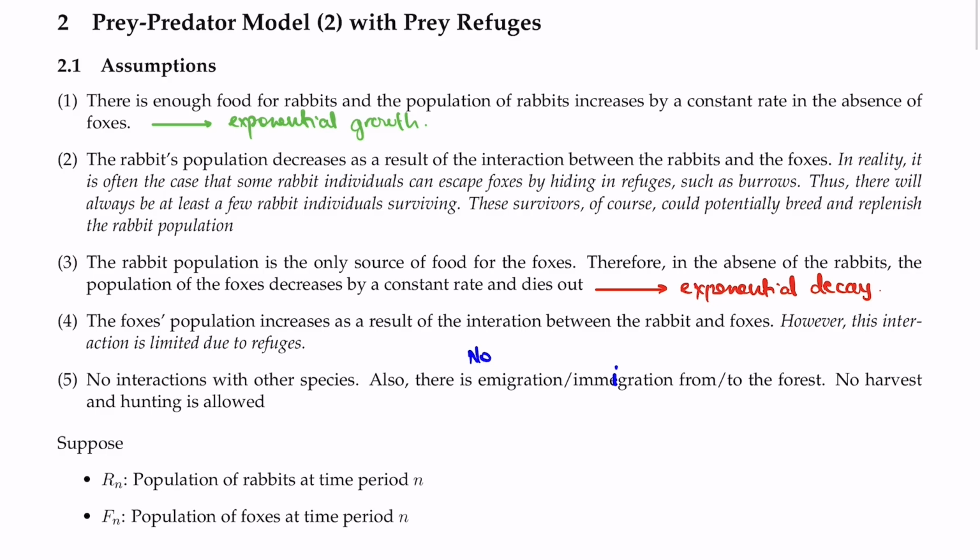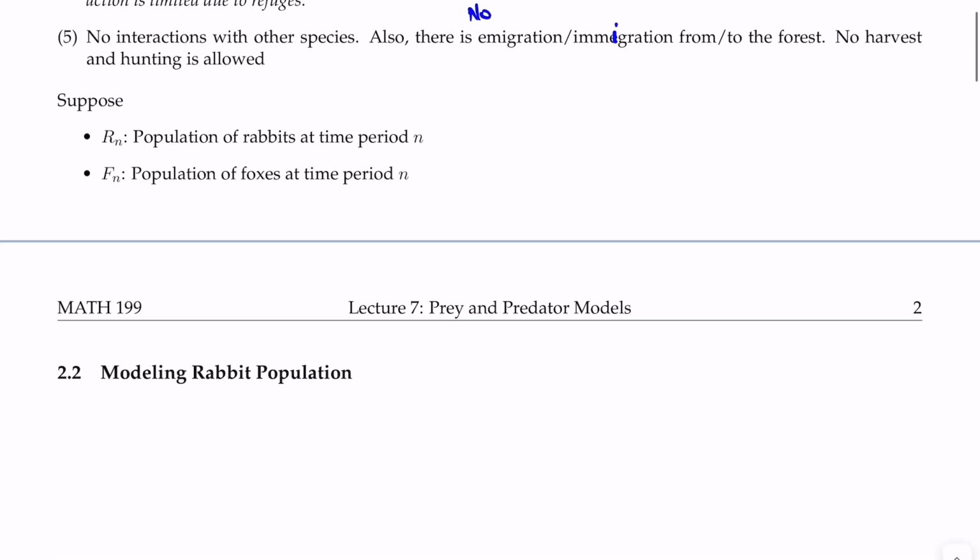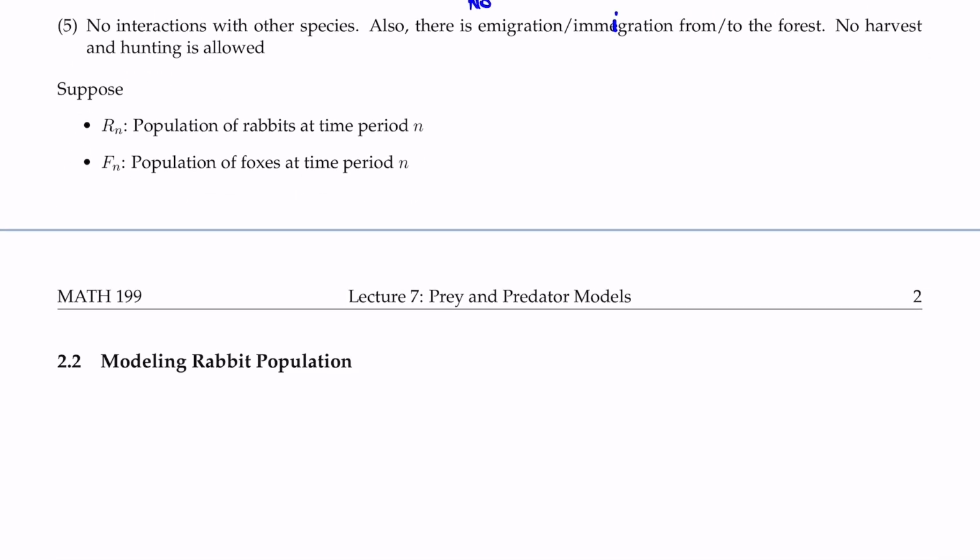Similar to the classic case, we're going to say that R sub n is the population of rabbits at time period n, and F sub n is the population of foxes at time period n. Now we're going to use these assumptions to build the model for the rabbit population and for the fox population, and then combine them into one system, which we call the system of difference equations in the context of the prey and predator model with prey refuges.